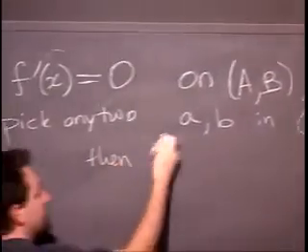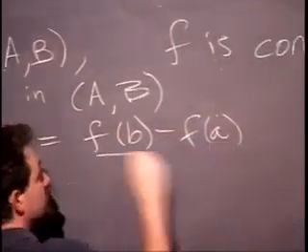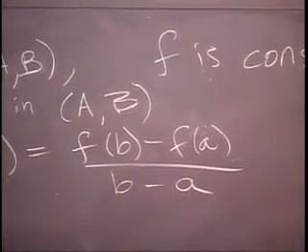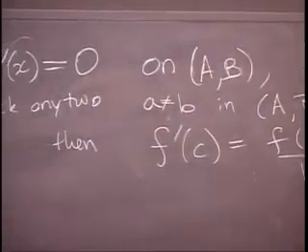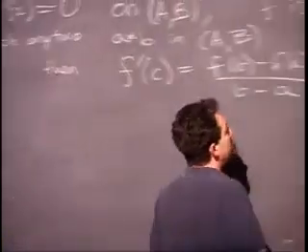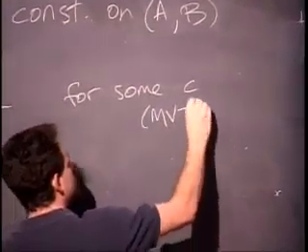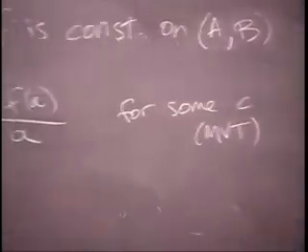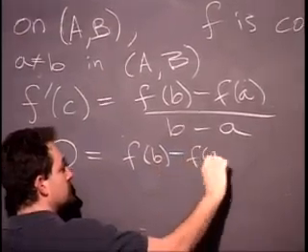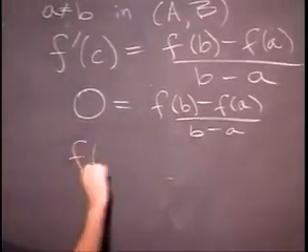Then I can use the mean value theorem since everything's differentiable. I just want to make sure that A is not equal to B. Obviously, I don't pick the same thing twice, or else this fraction doesn't even make sense. So f prime of c equals f of b minus f of a over b minus a for some c. That's just the mean value theorem. But of course, the derivative is always 0. So 0 is f of b minus f of a, and we actually proved that f of a equals f of b.